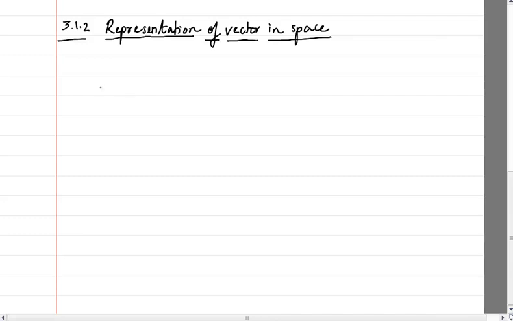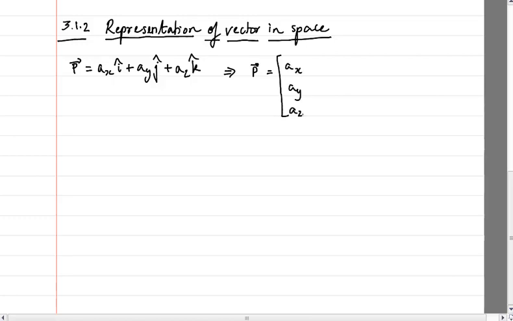Now, after having studied the vector p, which we have written as ax in i direction, ay in j direction, and az in k direction, which is the xyz direction, how do we write this as a vector in matrix form? In matrix form, we can write this vector as simply a vector p, which has three rows having values ax, ay, az.